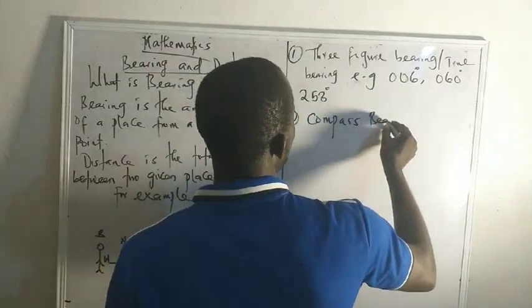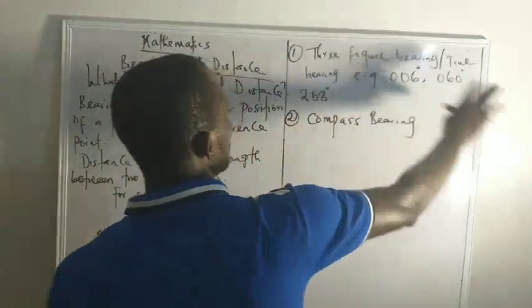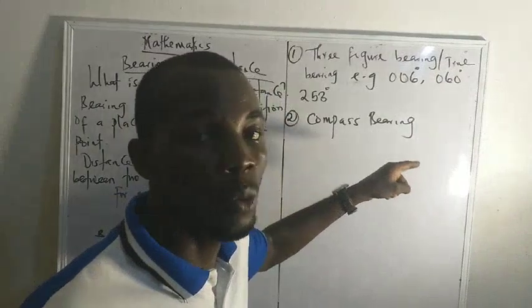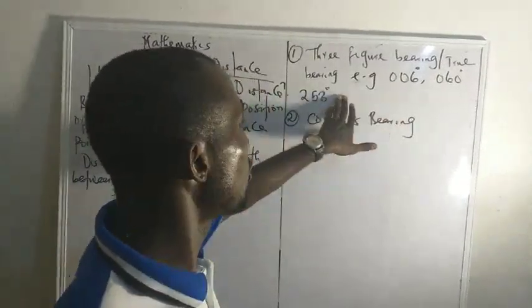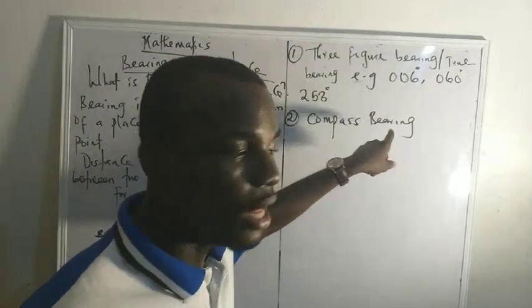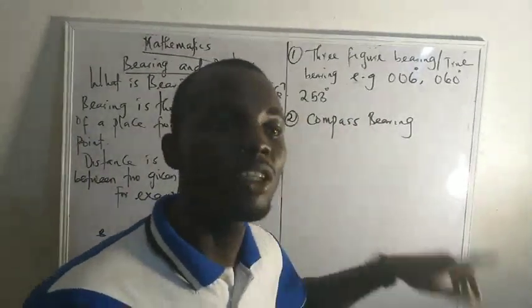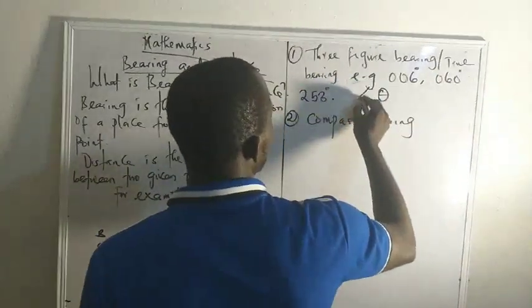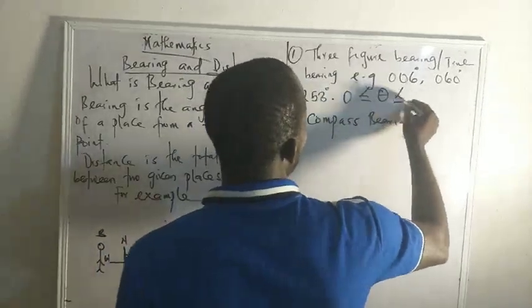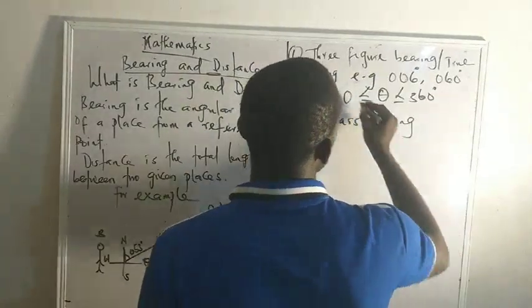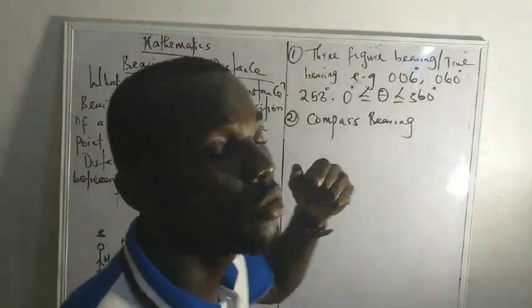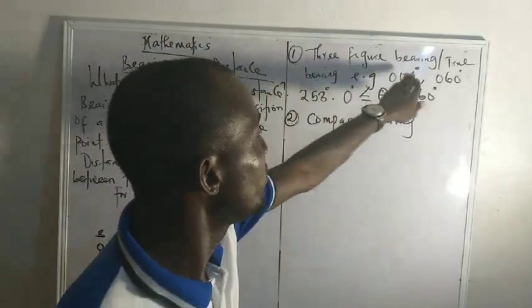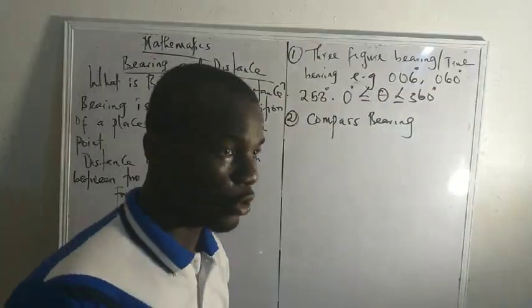Number two, the second type of bearing you can have is the compass bearing. Now, you see this number one. The reference point is always from what? Is always from the north. That is, the starting point of measurement is always from the north, and the angle is between 0 and 360. So you can go all the way from 0 degrees to 360 degrees. That's how you measure the angle under three-figure bearing or true bearing.